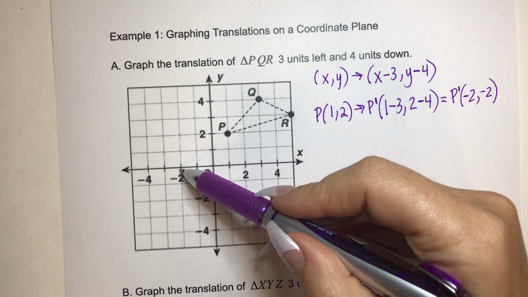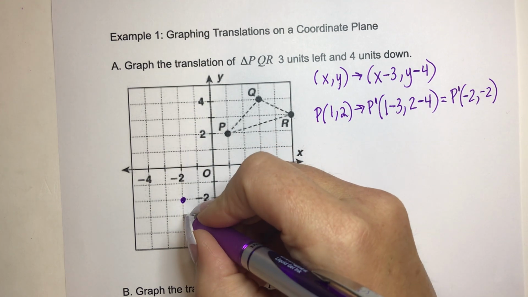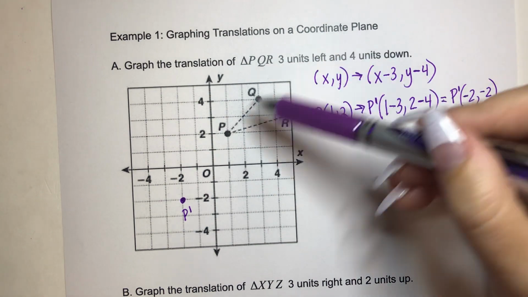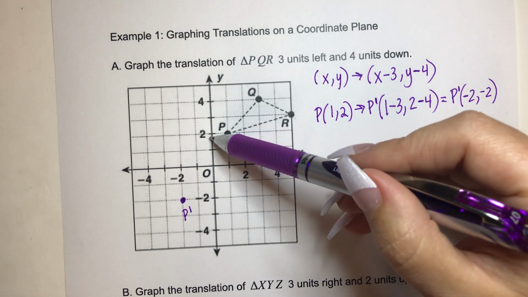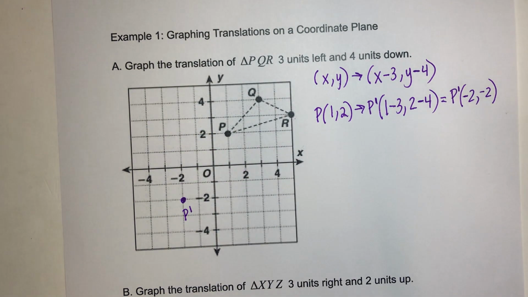So negative 2, negative 2. This would be P prime. And if I look here and I want to check my answer, that would be 3 units to the left, 1, 2, 3, and 4 units down, 1, 2, 3, 4. Perfect.